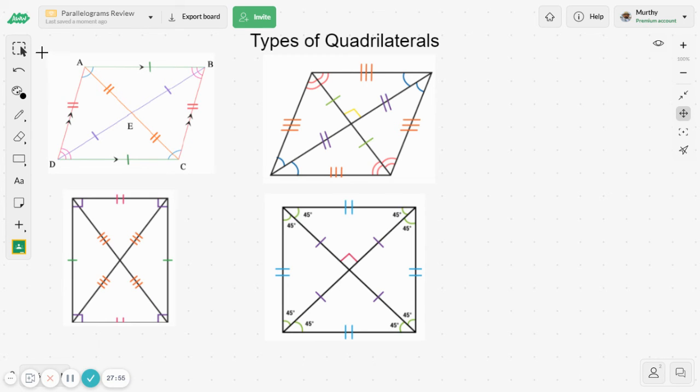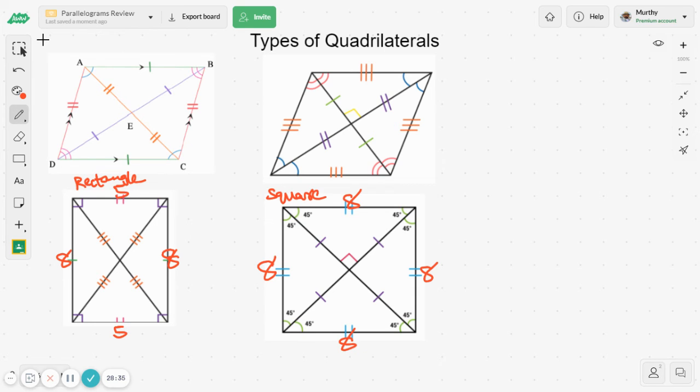Next one is the square. In a square, you know all four sides are equal. Let's say, just some numbers I'm taking, all four sides are equal. And you know the difference between a square and a rectangle. In a rectangle, opposite sides are equal, but all four sides are not equal. That's the difference between a rectangle and a square. You know that, right? And this is a square.